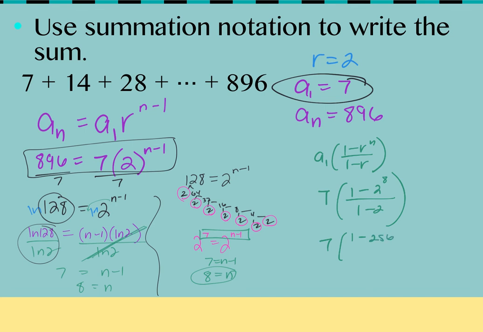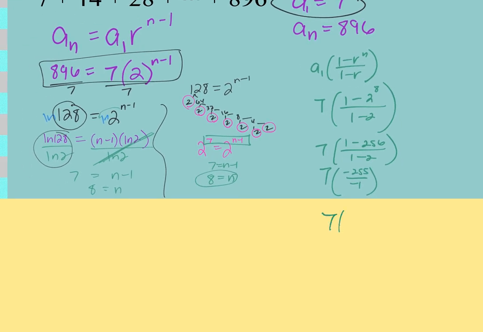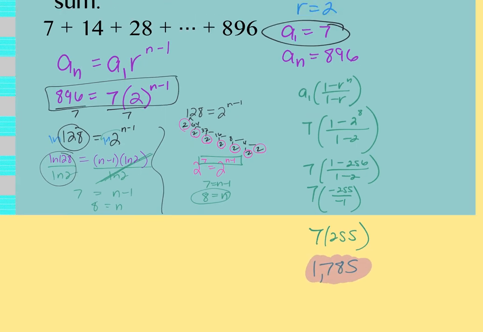256. 7, negative 255 over negative 1. So 7 times 255. And it's 1,785. So again, this left side would only be if you had a scientific calculator, and you won't.